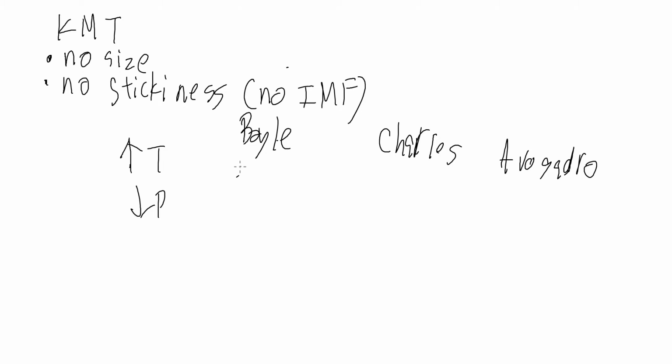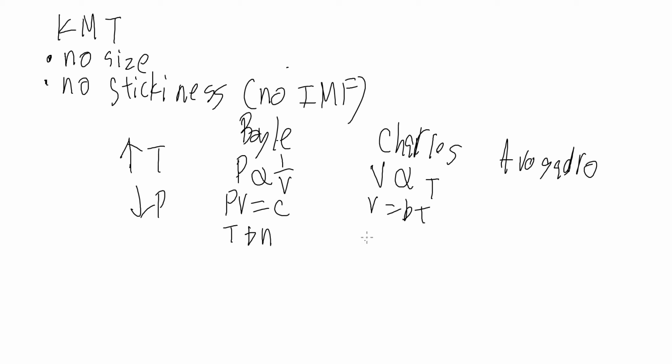Now, Boyle's law basically says that pressure is inversely proportional to volume, right? PV is equal to a constant C so long as T and N remain constant, that is temperature and moles, respectively. Okay? Now, what Charles said was that volume is proportional to temperature, V equals BT, so long as pressure and moles remain constant, right?